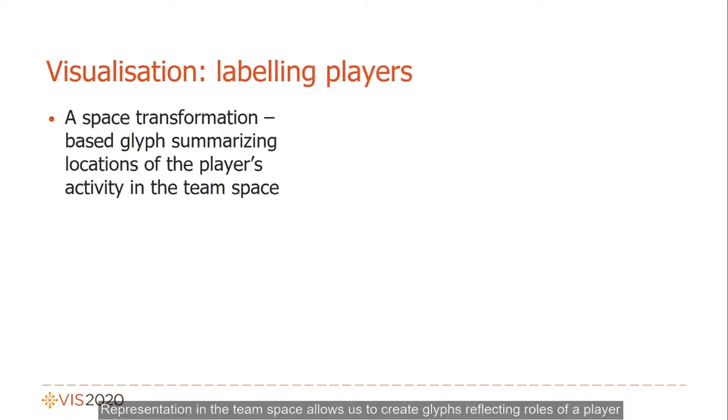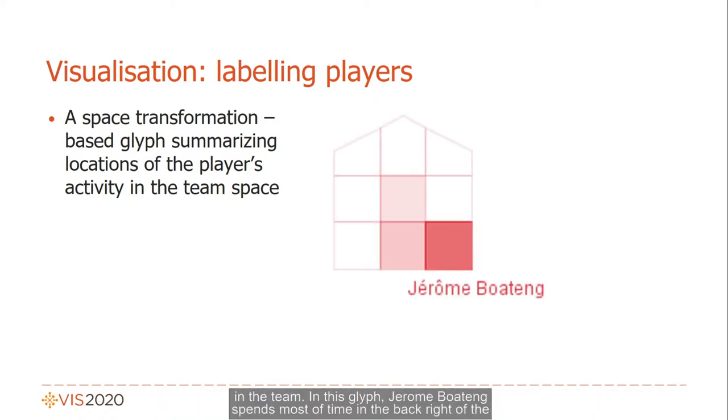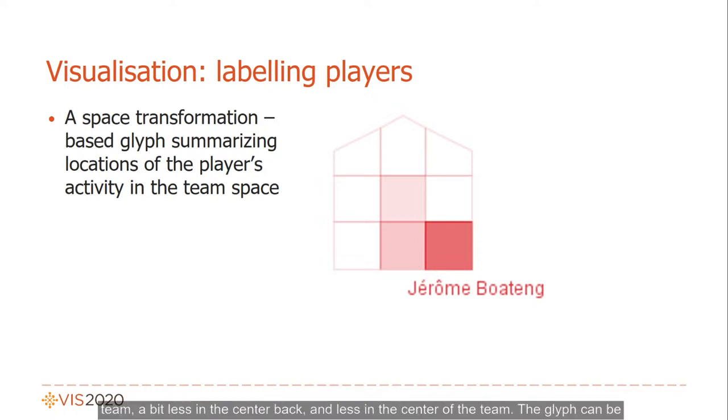Representation in the team space allows us to create glyphs that represent activities of the players in the team. For example, in this glyph, Jerome Boateng spends most of his time on the back right of the team, a bit less in the center back of the team, and a little bit in the center of the team.